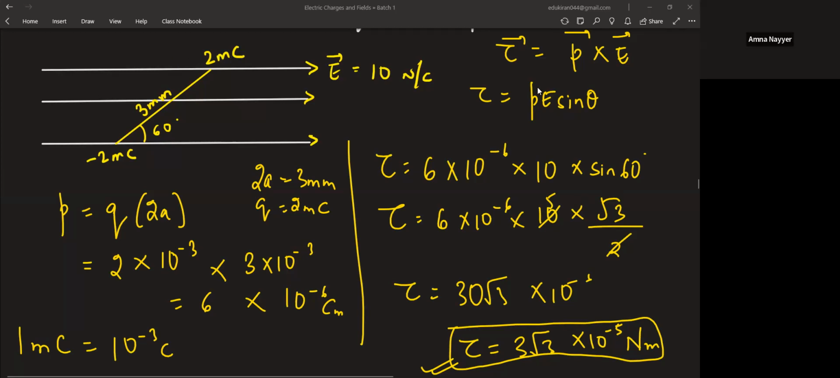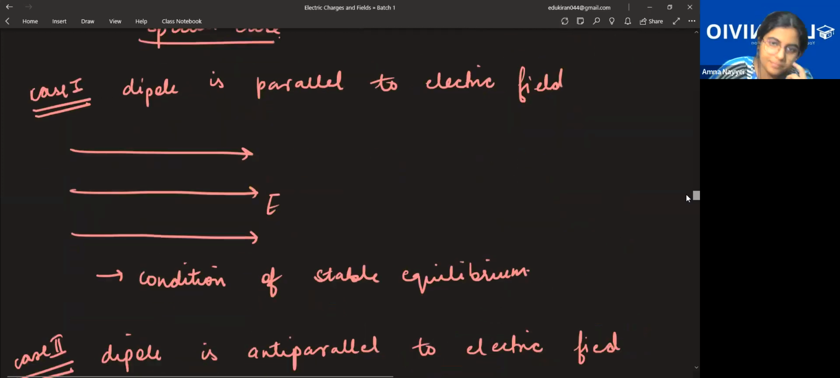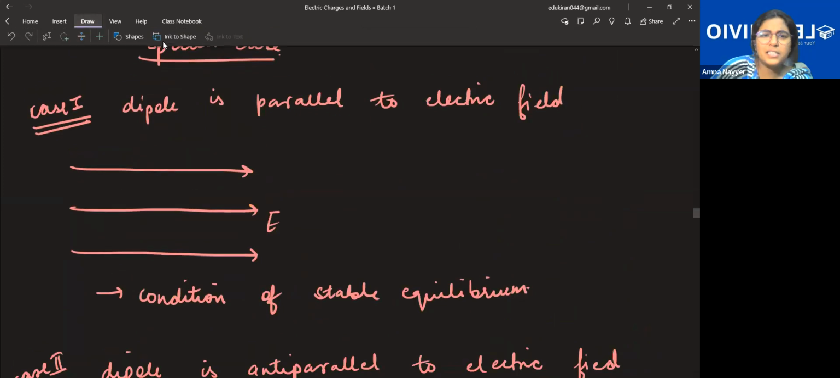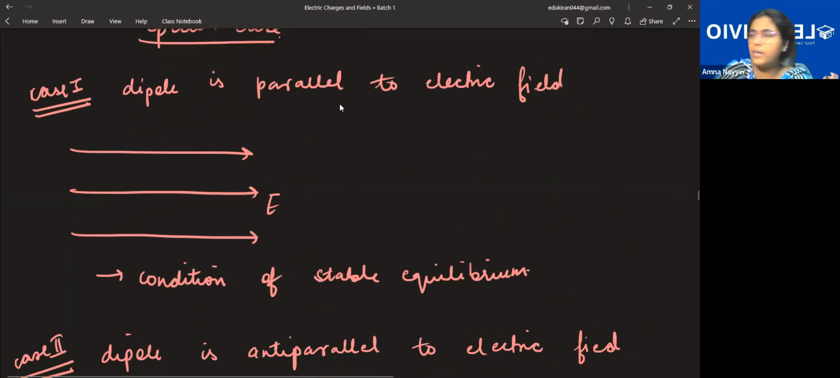Let us start with the different cases which we have. Special cases just have the name as special cases. There is nothing special or different. This you can always calculate. When the dipole is parallel to electric field, I'm just mentioning this separately because in the exams also this comes as a separate question. But see, nothing is difficult here. Special cases, this is just the name that is given.